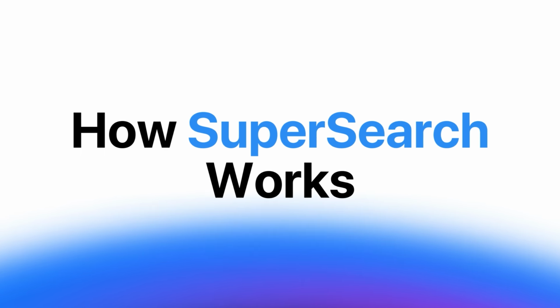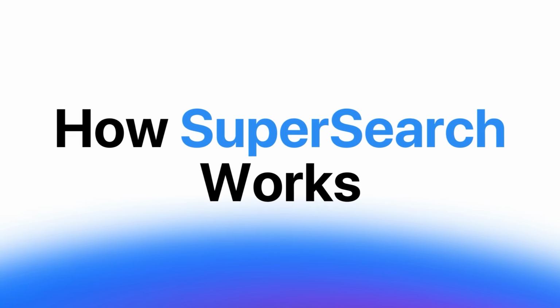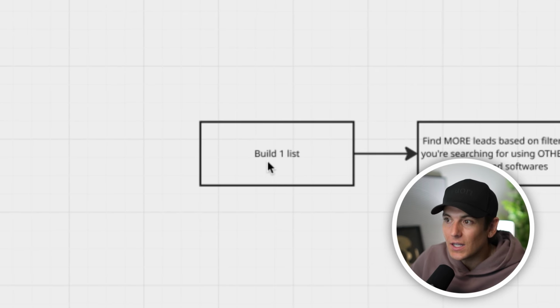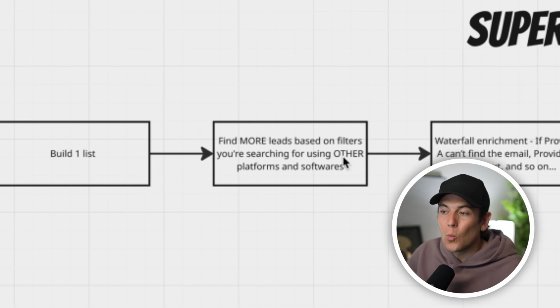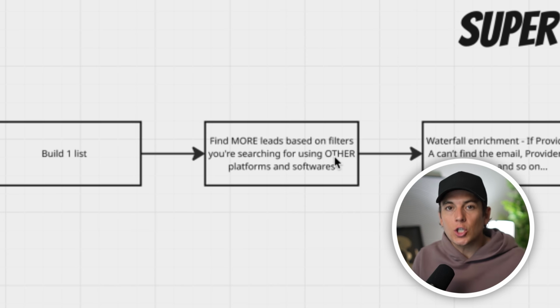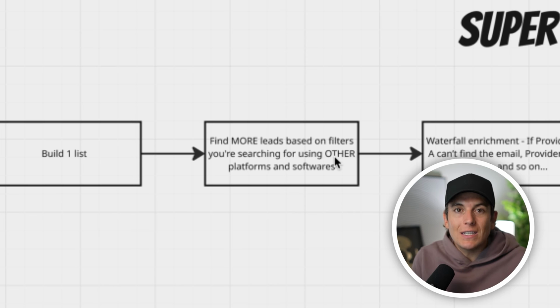Let me explain exactly how Instantly Super Search works. What we can do inside of the Super Search is simply build one list. And then using Super Search, what that's going to do is it's going to find more people based off of the filters and based off of the keywords and criteria that you want to find for your specific target customer. Meaning we don't have to have multiple databases. Super Search will find the leads based off of your filters using multiple databases all in one tool.